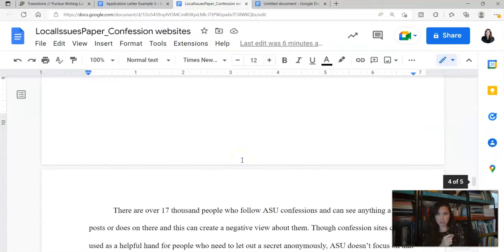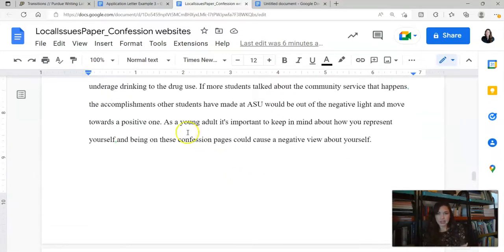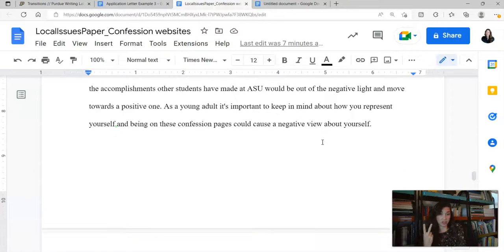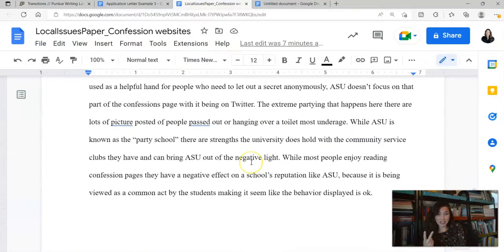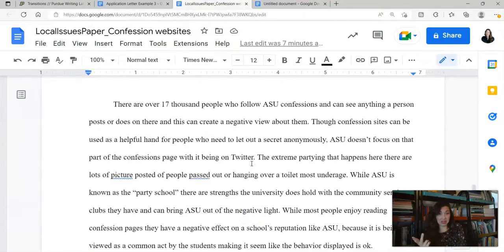All right, now let's come down here. As a young adult, it's important to keep in mind how you represent yourself and how being on these confession pages can cause a negative view about yourself. So basically, not only do these websites create a bad reputation for the school, but it can create a bad image for yourself, a bad reputation for yourself. But then they just sum up the argument and they're done with their paper. And it's a little abrupt. So then they're like, okay, let's stop doing that.